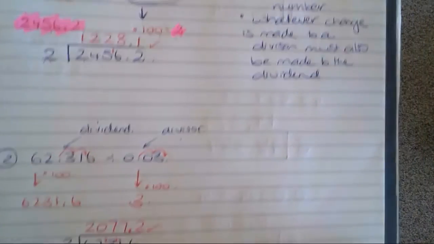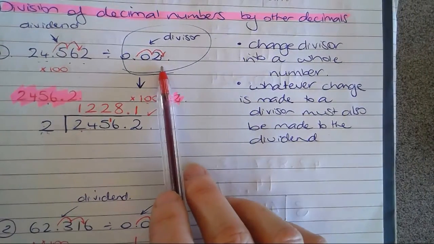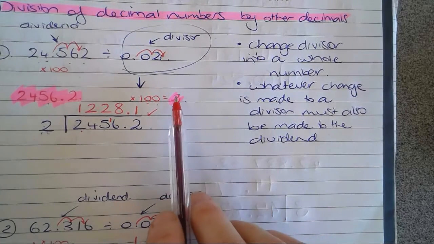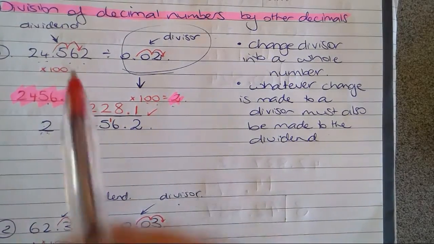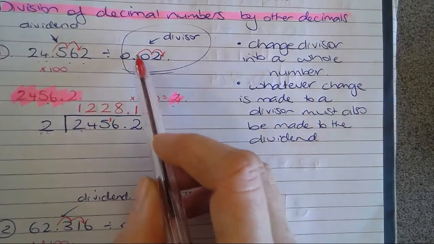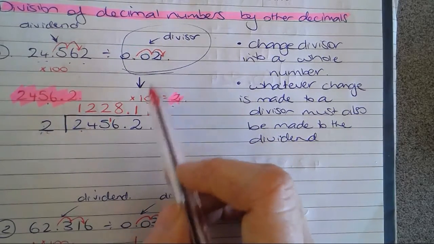Alright, so just a quick recap, because I know that's probably fresh information for you. Change your divisor to a whole number by timesing by 10, 100 or 1,000. And you choose whether it's going to be 10, 100 or 1,000 by the smallest one you can do to make it a whole number. So I wouldn't times this by 1,000 and make it 20. I don't need to do that. I can just times it by 100 and make it 2.